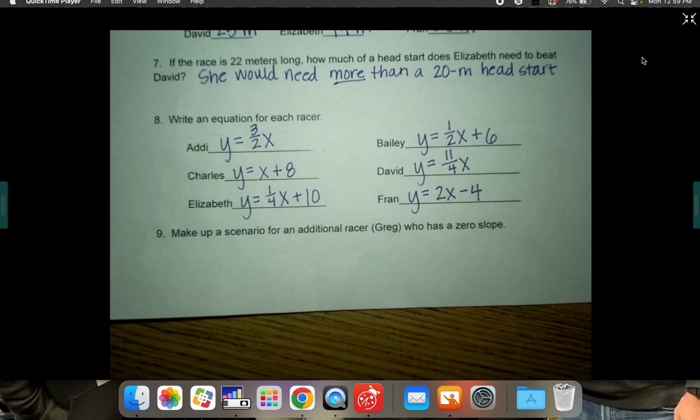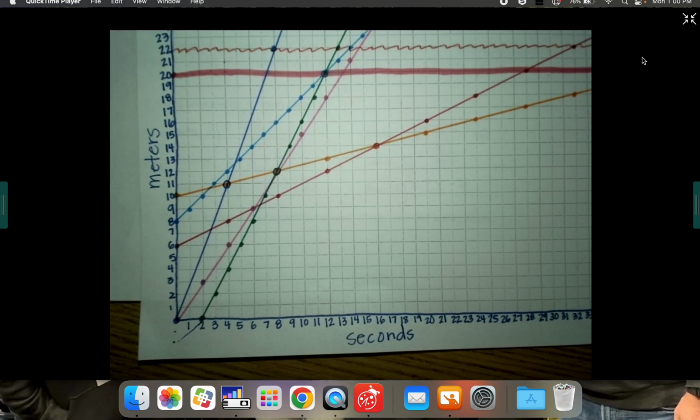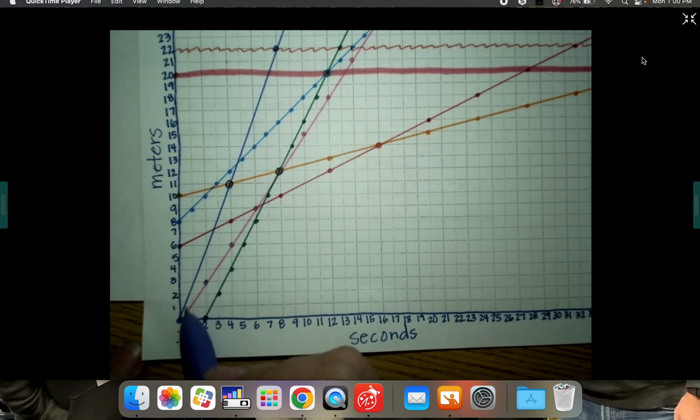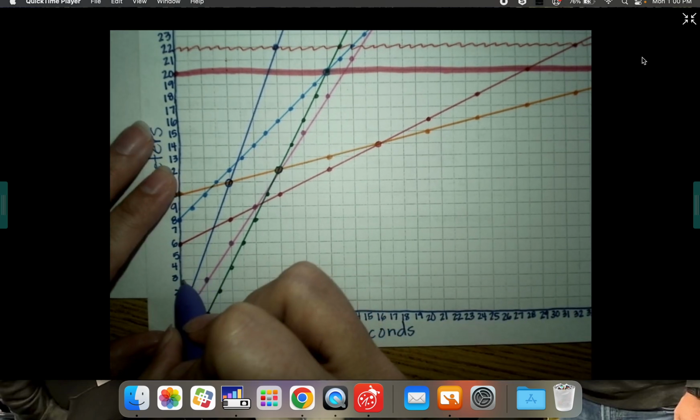Okay, your last question. It used to be a challenge question, but you guys are super smart, so this is no longer a challenge question. It's a you need to know how to do this one. Make up a scenario for another racer who has a 0 slope. So exactly. See, only people who know how slopes work and speeds understand what this even means. Let's draw in Greg. Where do we have a lot of room? At the 3. Let's draw a horizontal line on 3 and add Greg.